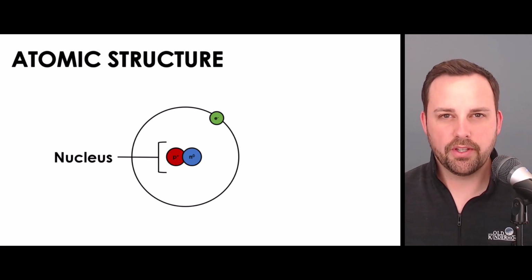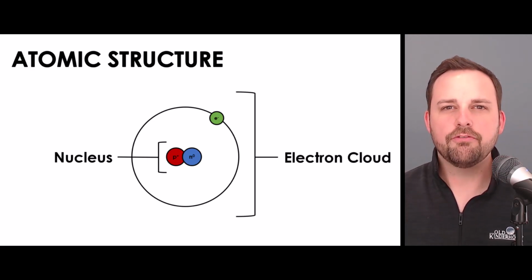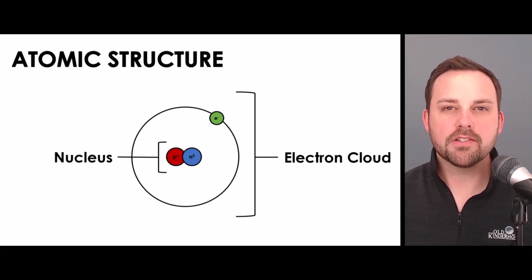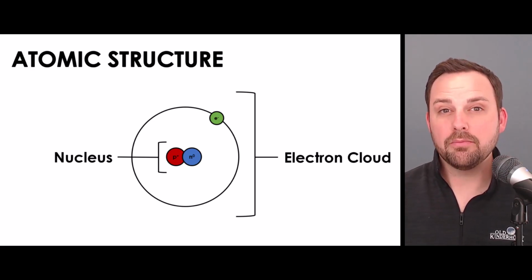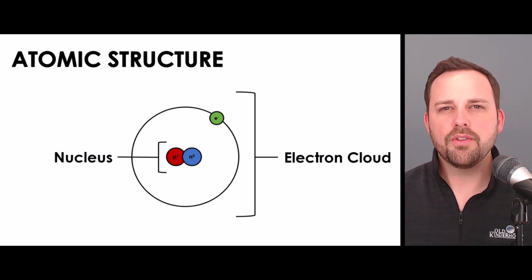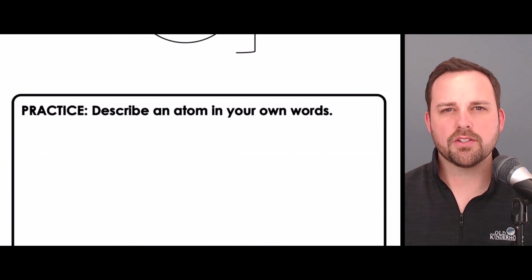Outside of the nucleus of an atom is another very large region that we call the electron cloud. The electron cloud contains numerous small particles called electrons. In very simple atoms, like the one you see on the screen, this atom just has one electron, but most atoms have numerous electrons. And again, we've never even seen these particles before, but we know they exist based on how atoms behave.